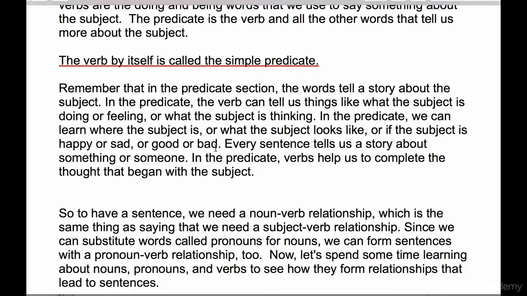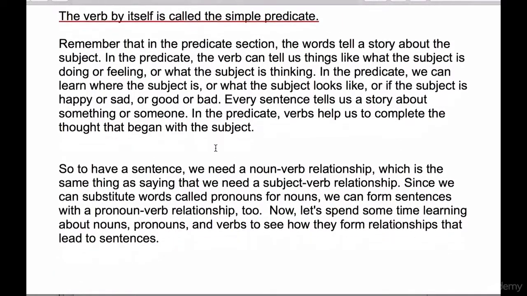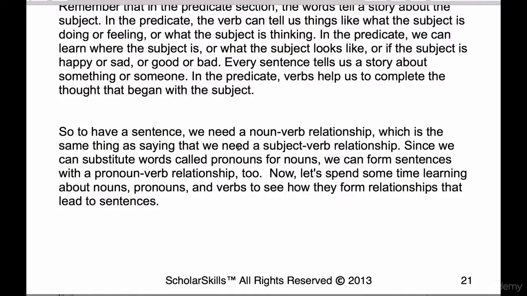Every sentence tells us a story about something or someone. In the predicate, verbs help us to complete the thought that began with the subject. So to have a sentence, we need a noun-verb relationship, which is the same thing as saying that we need a subject-verb relationship. See that? So, hey, listen, a noun-verb relationship, that means those two words are going to be connected somehow. And that's the same thing as saying a subject-verb relationship.